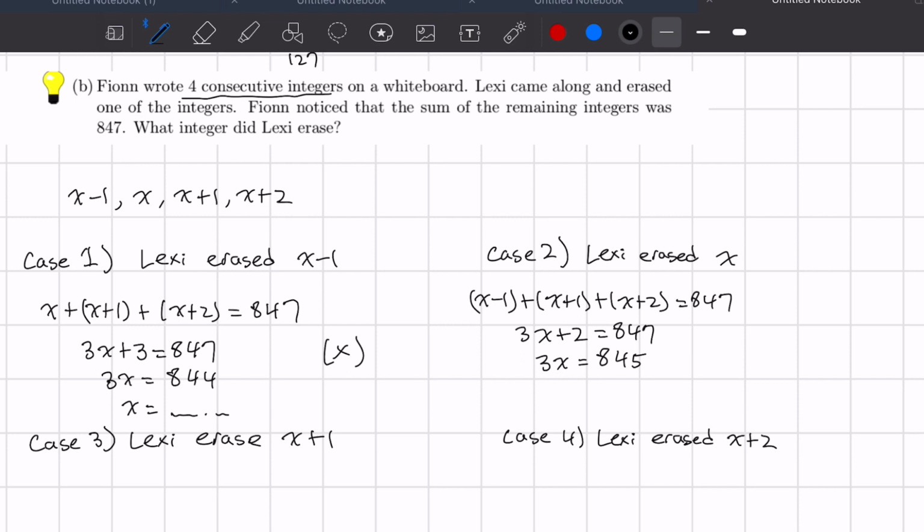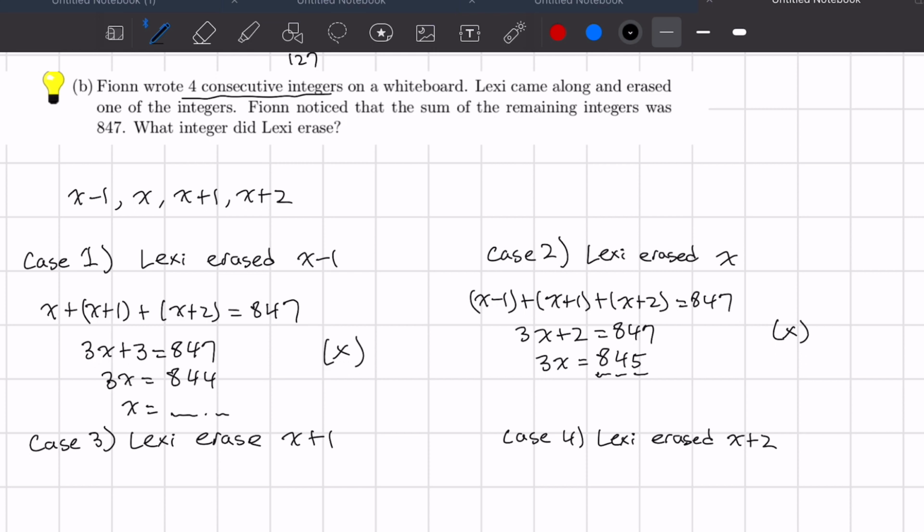The way I know this is, the rule for if something is divisible by 3 is if the sum of each digit is divisible by 3. So for example, 8 plus 4 plus 5 is 17, and 17 is not divisible by 3. So I already know that this whole 845 is not divisible by 3. So this case also doesn't work. So we have to move on to case number 3.